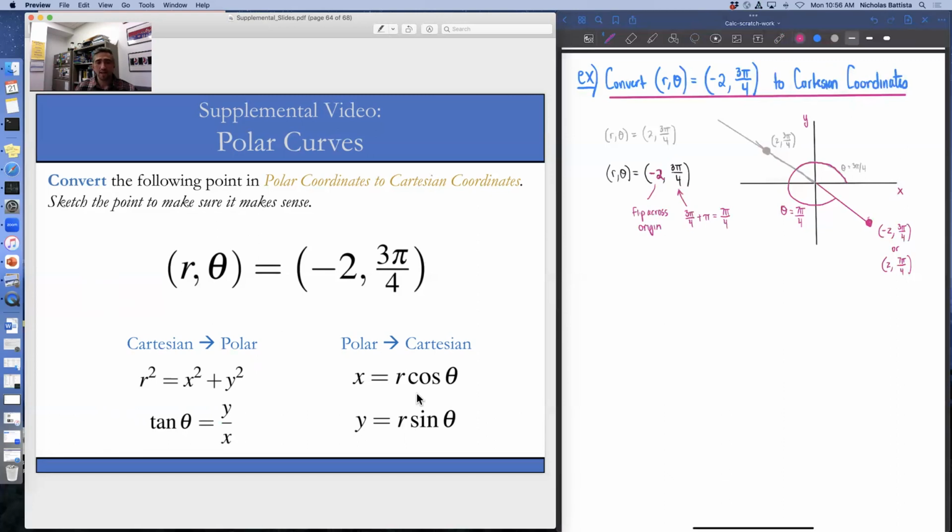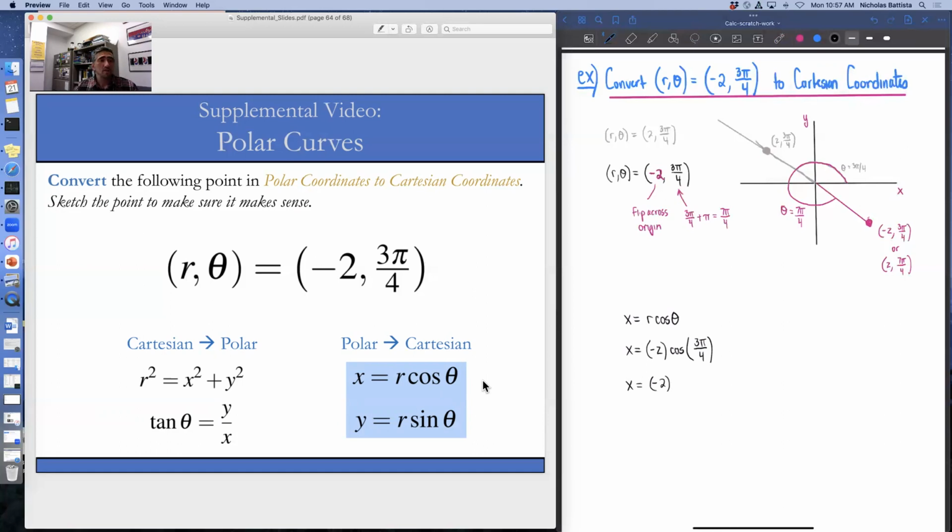The equations that we actually want to use are on the right-hand side here, where we can get both x and y from the original r and theta that were given. So let's go ahead and start doing that. If we're looking for the x value first, we have x is equal to r cosine theta. So we can plug in what we're given in terms of the polar coordinate. r in this case is -2, and our theta in this problem is 3 pi over 4. So we have x is -2 times the cosine of 3 pi over 4.